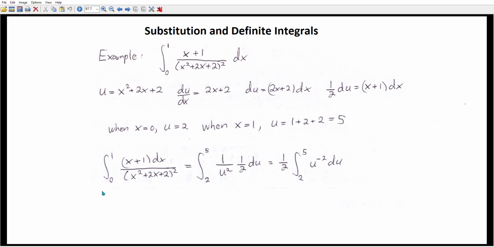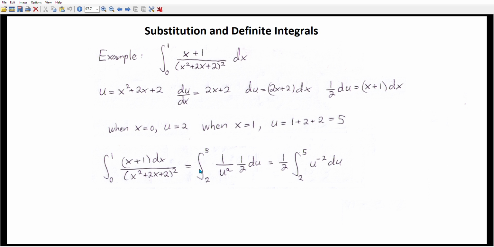So that means in our new integral, x squared plus 2x plus 2 squared has become u squared. x plus 1 dx has become 1/2 du. And the new limits: when x is 0, u is 2. When x is 1, u is 5. And we just carry out this definite integration now with respect to u.